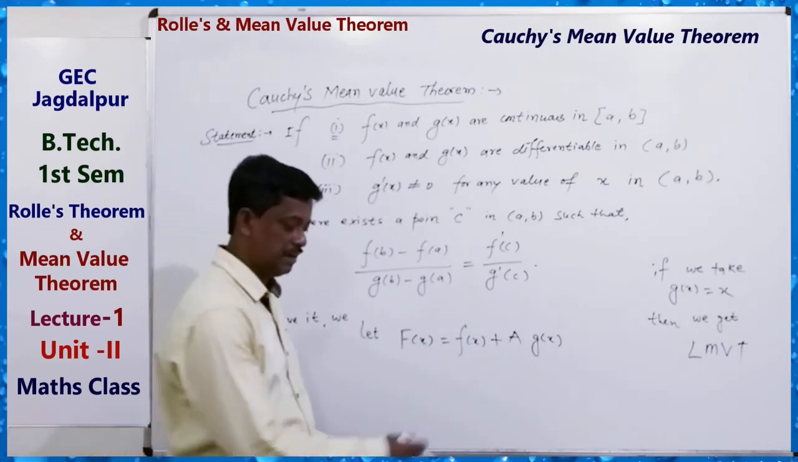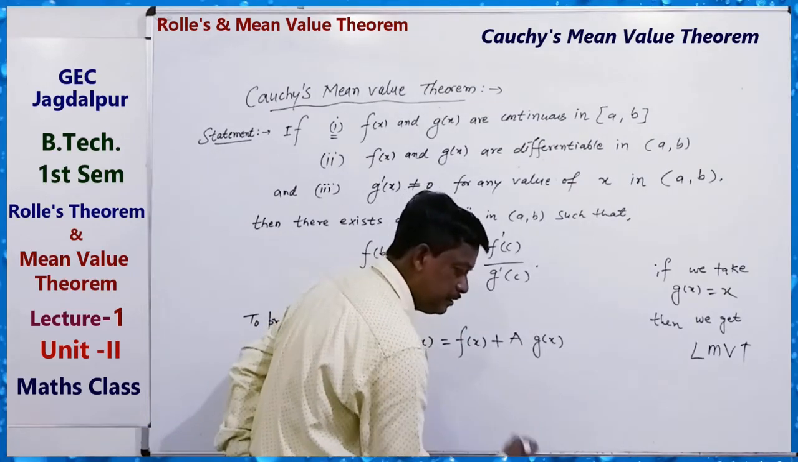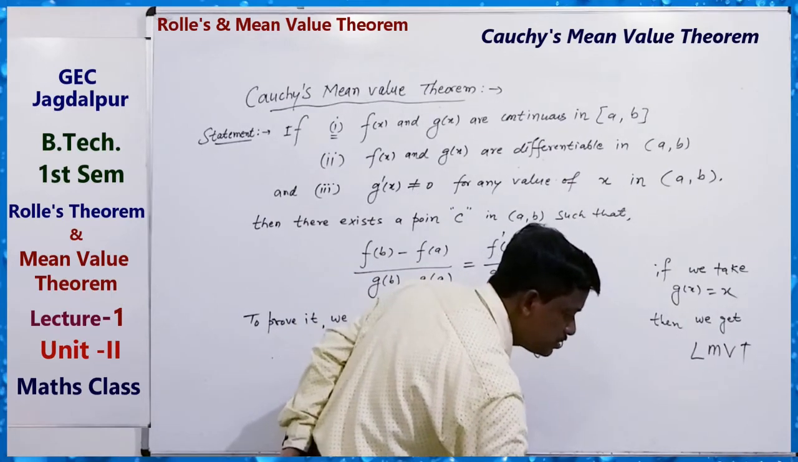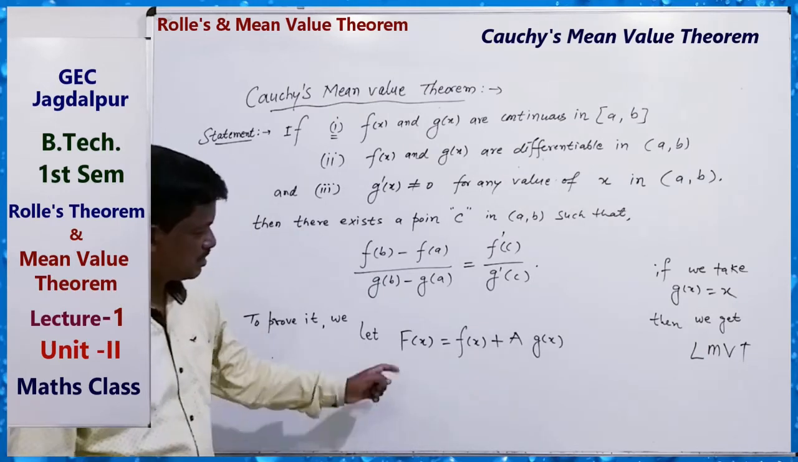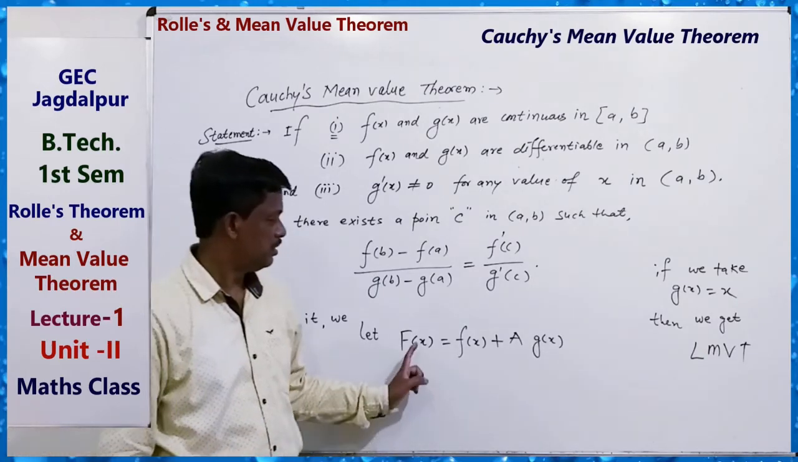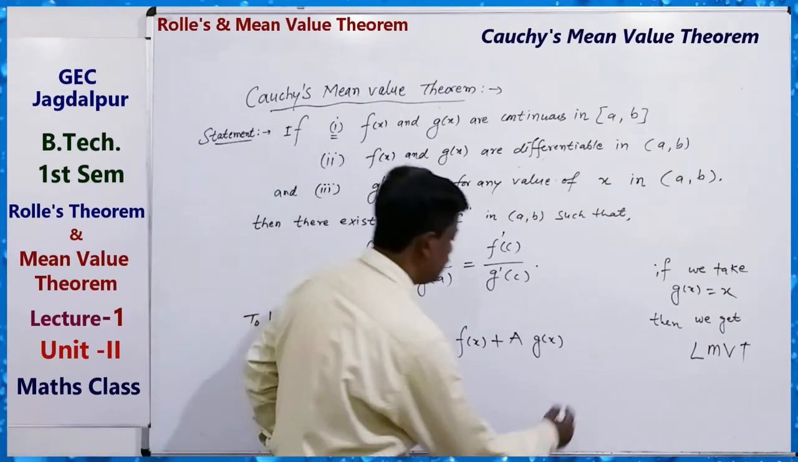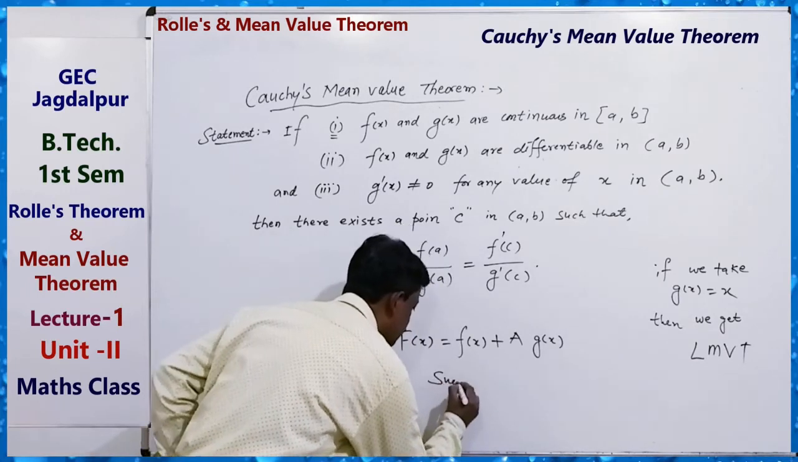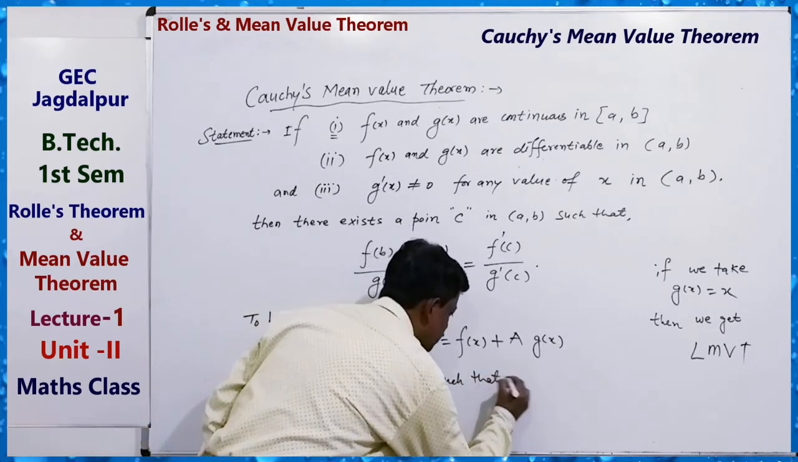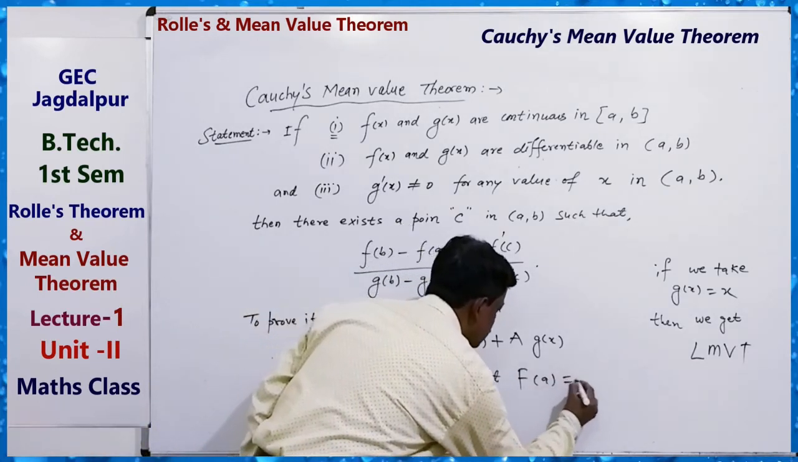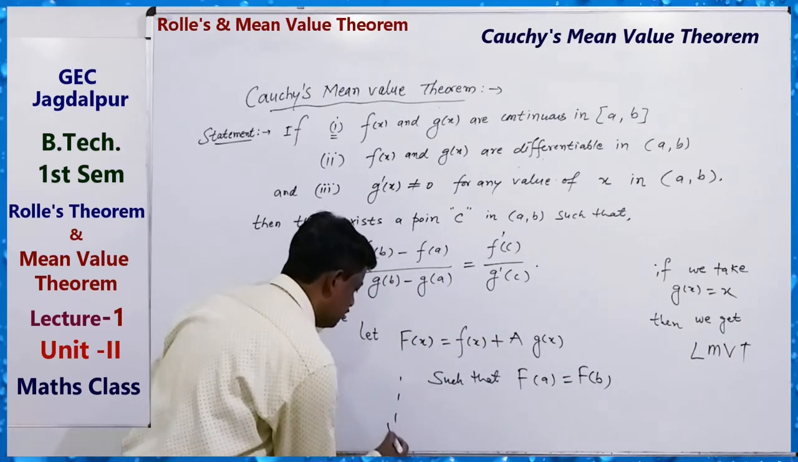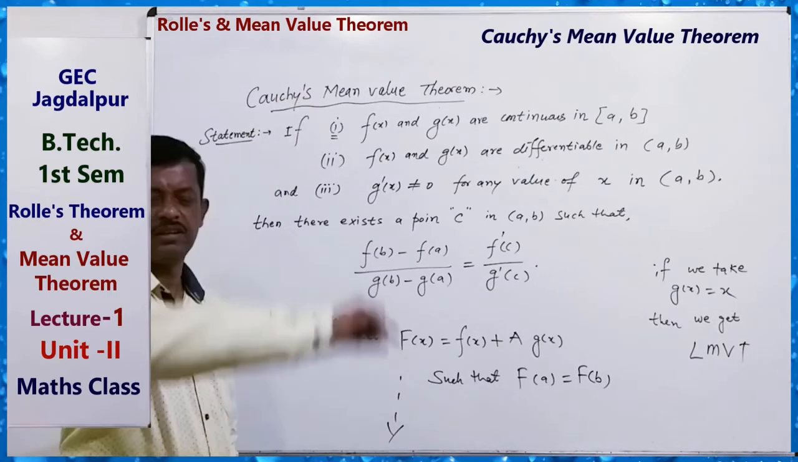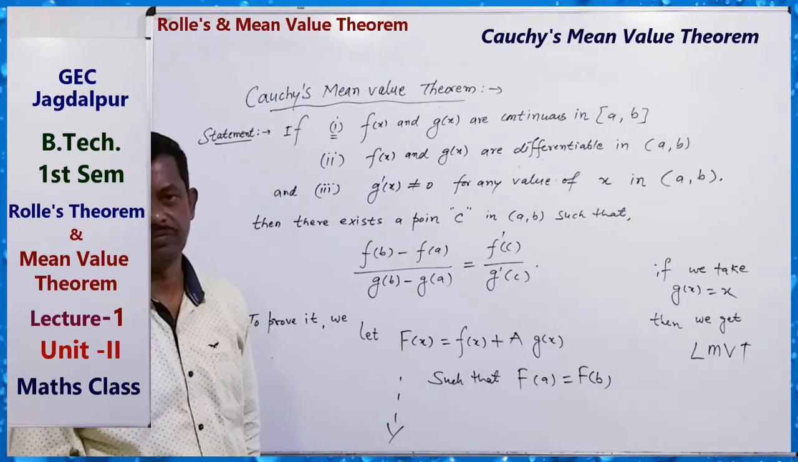This such that also here, by using this we can prove it very simply. We can see that f(a) equals f(b), such that f(a) equals f(b), and we can do just as the previous Lagrange mean value theorem proved.